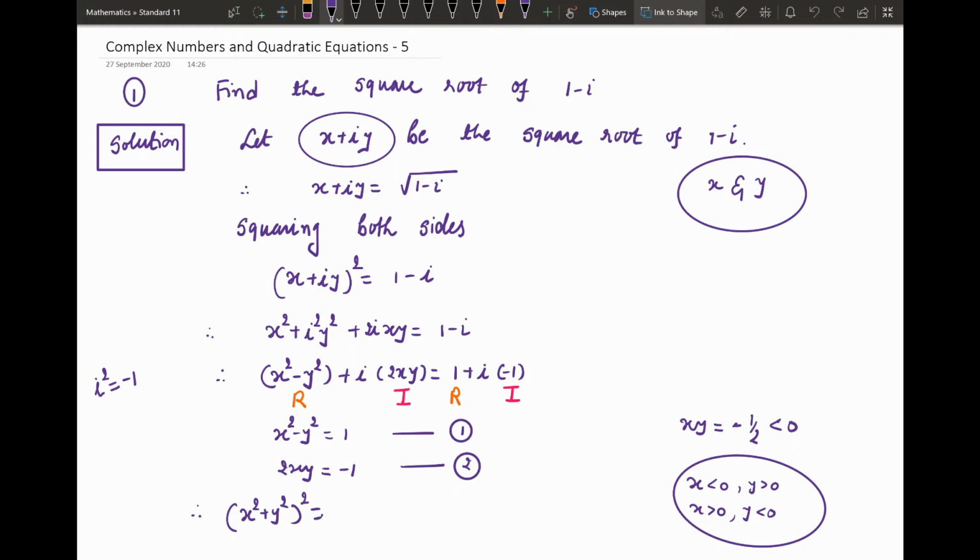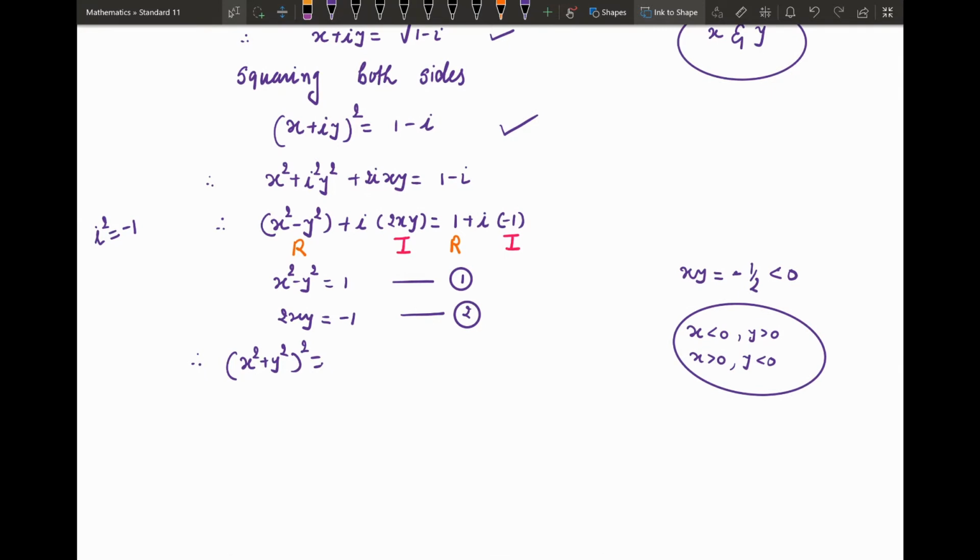Since we have supposed x plus iy as the square root, x plus iy equals under root 1 minus i. Now squaring both sides, we have taken square on both sides. Now the left hand side expand using (a plus b) whole square, so x square plus i square y square plus 2ixy equals 1 minus i. Now i square equals minus 1, so x square minus y square plus i into bracket 2xy equals 1 plus i into minus 1.